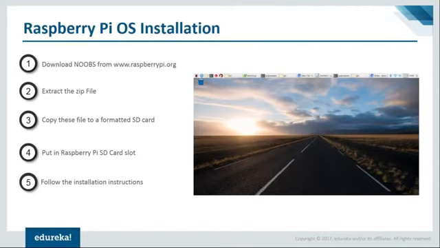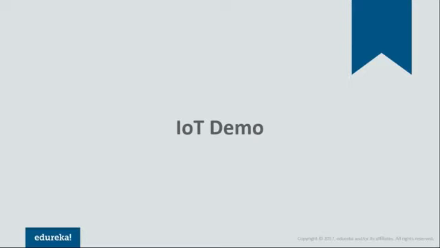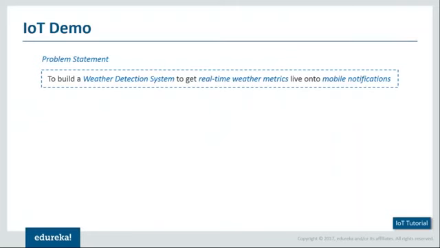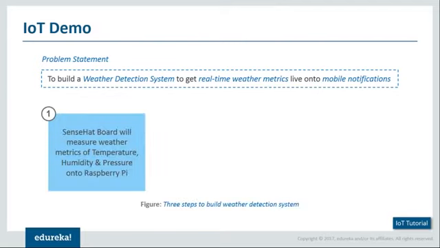Now that we've installed Raspbian on Raspberry Pi, it's time we begin with the demo for this session. What we're trying to do is build a weather detection system to get real-time weather analysis. Real-time analysis basically means the pressure, temperature and humidity. And we want to get a live mobile notification for this.